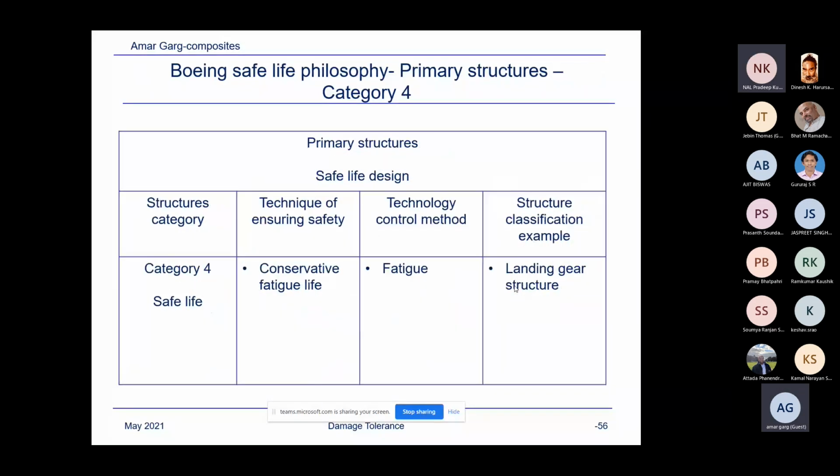Category 4 is only safe life. That is landing gear. That's it. So all the structures, essentially all PSEs, will be covered by category 2 and 3.